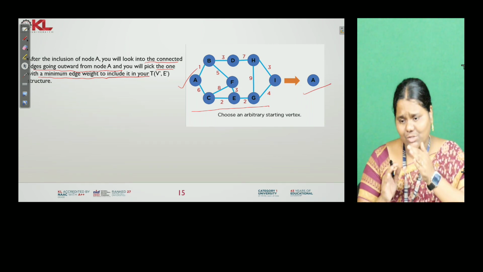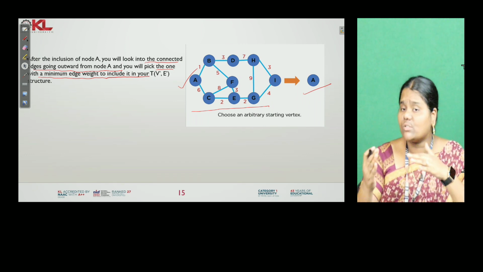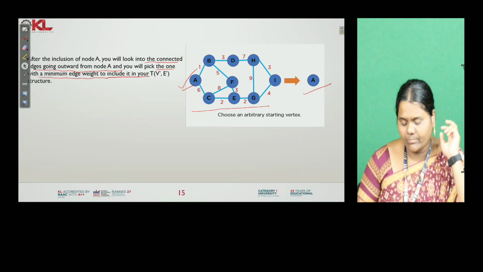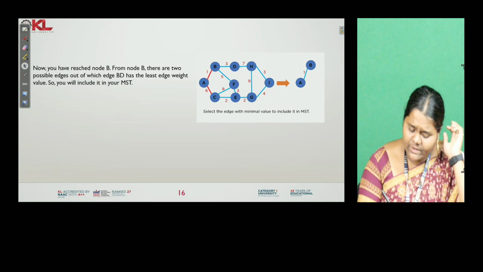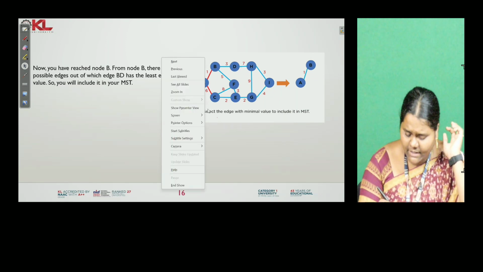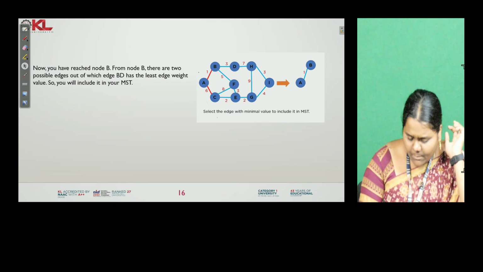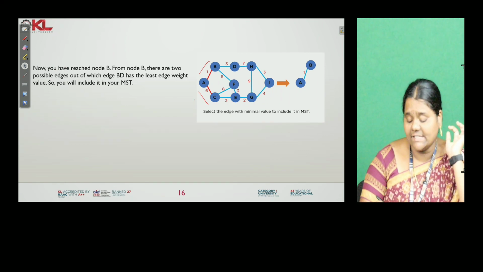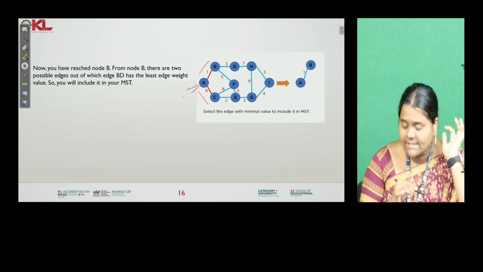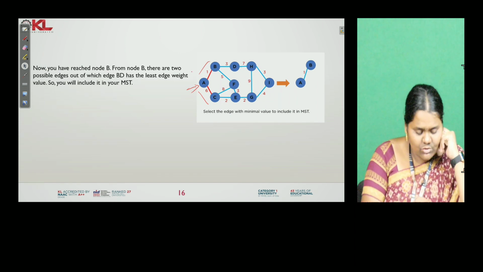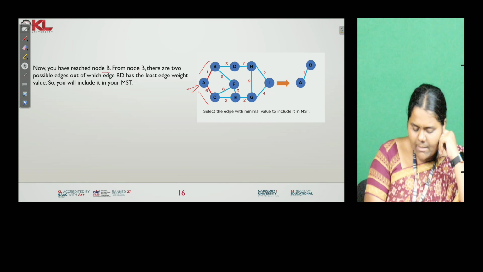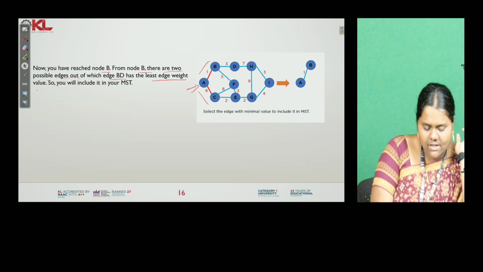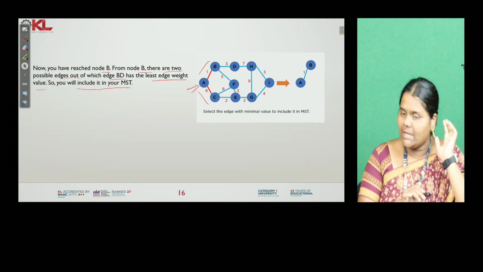Now, we have to check what are the different edges associated with that particular vertex. This is the starting vertex. What are the different edges associated with that particular vertex? B and C. So these are the two adjacent edges associated with the vertex A. Now you have to reach node B. From node B there are two possible edges, out of which edge BD has the least edge weight value. So you will include it in your minimum spanning tree.